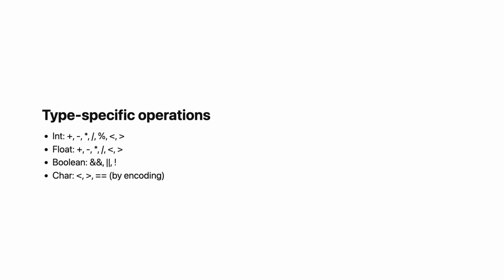Not too small or you risk overflow. Not unnecessarily large or you waste memory. Each primitive type supports specific operations. Integers support arithmetic: addition, subtraction, multiplication, division, remainder. They support comparison: equal, not equal, less than, greater than.